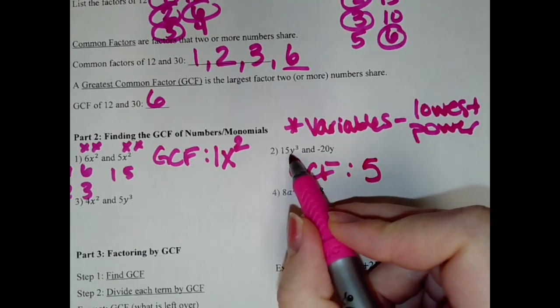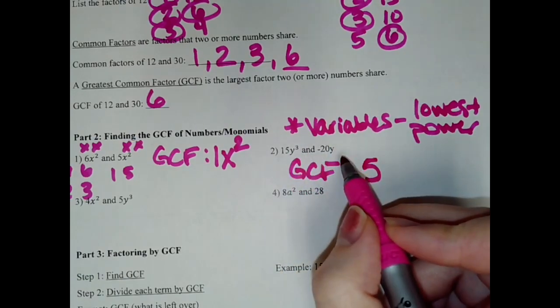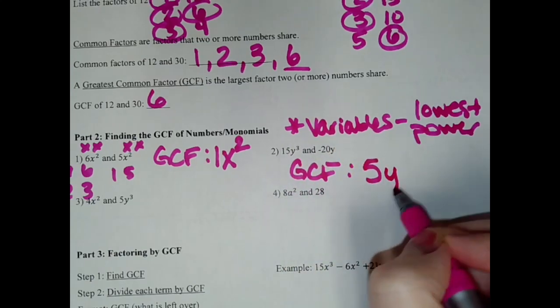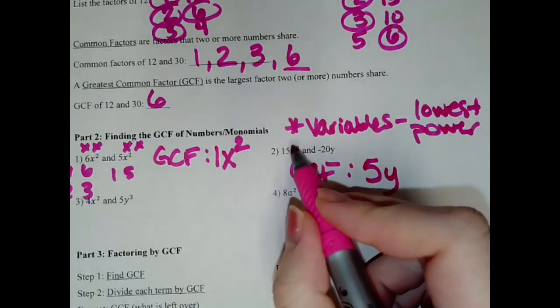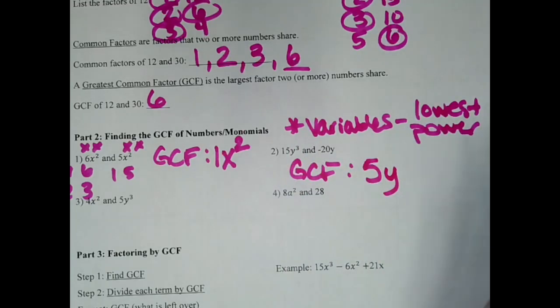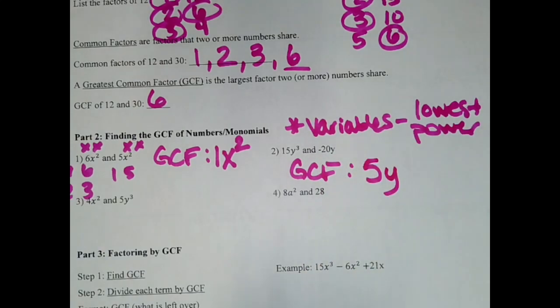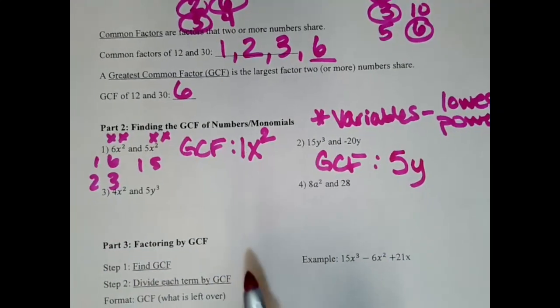And then for the variables, you have 3 y's here and 1 y here. So you can only pull out 1 y, because after you pull out 1 y, you're out of y's here and you have 2 left over here. Or think of it, it's always just the lowest power. So y is the lowest power. So we're just going to pull that out.